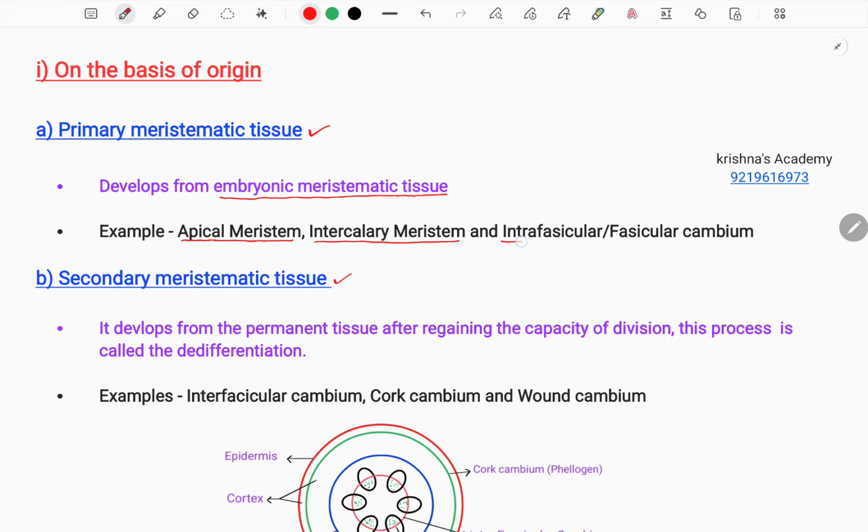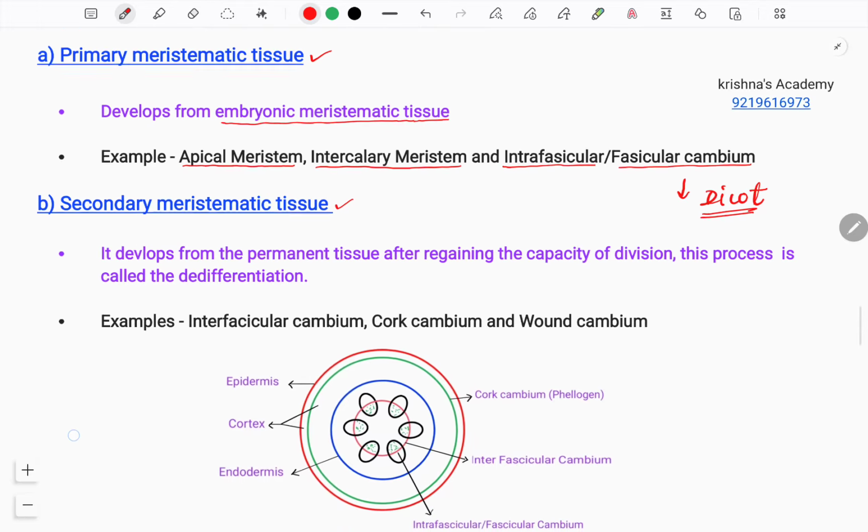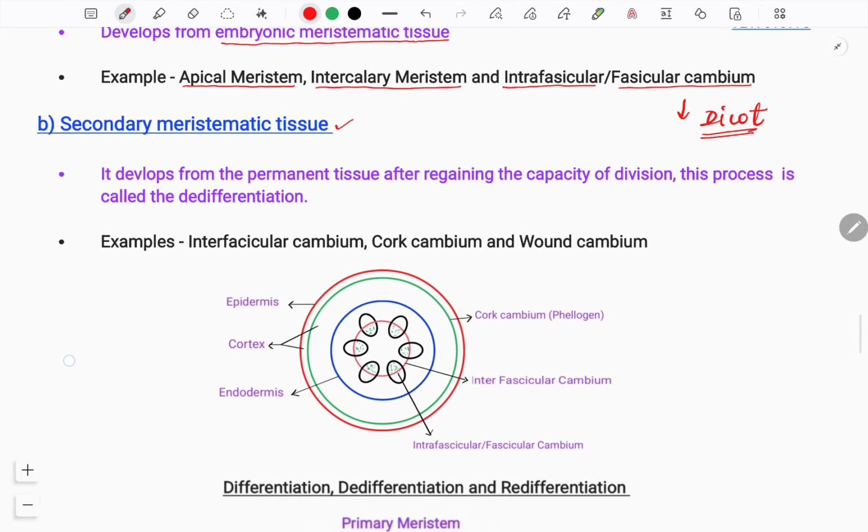And the intrafascicular or fascicular cambium, the cambium which is present inside the vascular bundle. And as you know, the vascular bundles in which the cambium is present will be called, in other lectures, open type vascular bundles, and this is the characteristic feature of dicot plants. The second one is secondary meristematic tissue.